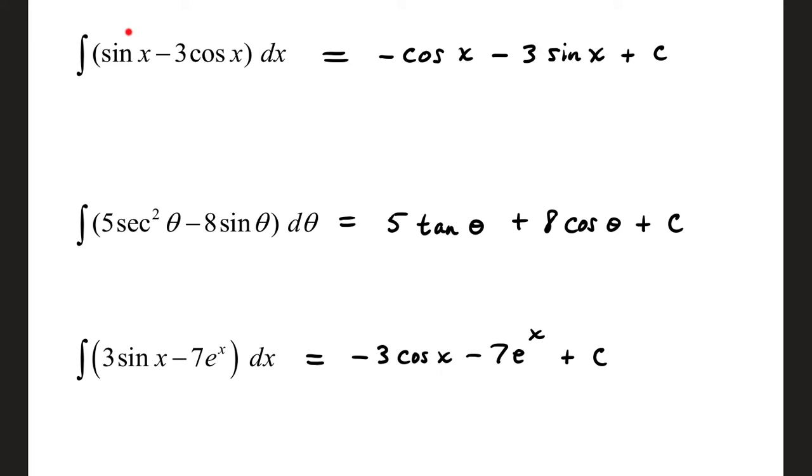The antiderivative of sine x is negative cosine x. The antiderivative of cosine x is sine x, so we have a negative 3 sine x. There's no sign change when you take the antiderivative of cosine because the derivative of sine is exactly cosine, but there is a sign change when you're going backwards from sine because the derivative of cosine x is negative sine x. So if you're going in reverse from a positive sine x, you will have to account for that negative.